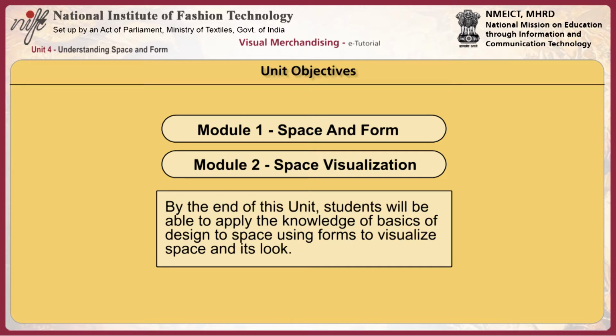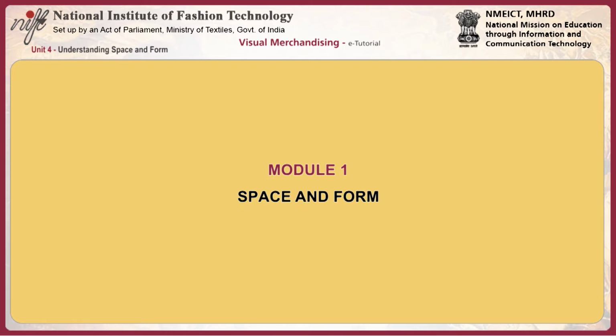By the end of this unit, students will be able to apply the knowledge of basics of design to space using forms to visualize space and its look. The first module reviews the different types of forms.